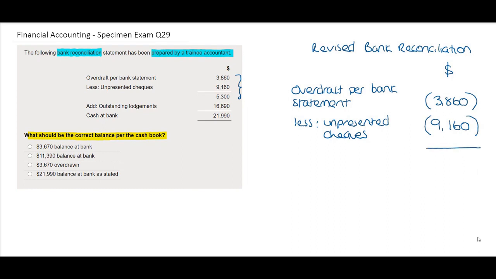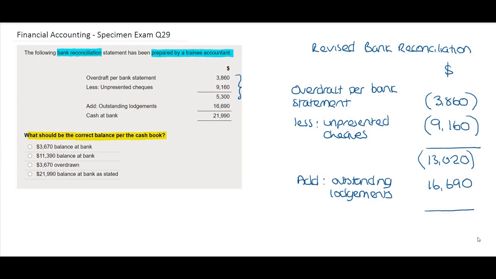Revising this balance then, the subtotal at this point will be 13,020, also shown as a negative figure. The next step will be to add the outstanding lodgements. These uncleared receipts will increase my bank account, so 16,690, and so adding these onto the 13,020 as a negative figure will give me a revised cash at bank amounting to 3,670. This cash at bank balance is my balance as per the cash book. And so looking at the options available, we can see that the correct answer is the first option.